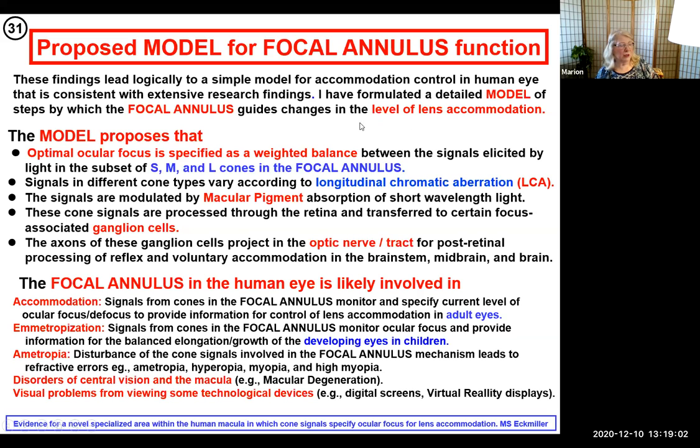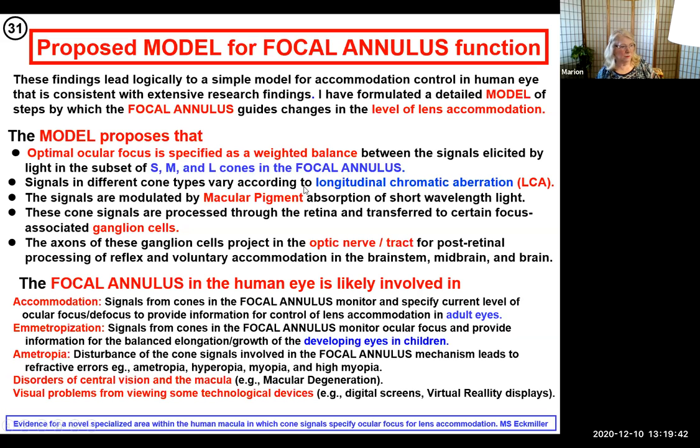These findings lead logically to a simple model for the accommodation control in the human eye. It's consistent with extensive research findings. And I have formulated a detailed model of the steps by which the focal annulus can guide the changes in the level of lens accommodation. I know more than I am presenting here today. The model proposes that the optimal ocular focus is specified as a weighted balance between the signals elicited by light in the subset of S, M, and L cones within the focal annulus.